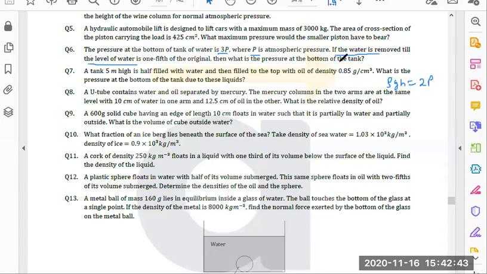Okay. Now, if water is removed till the level is 1/5, means now h dash is equal to h by 5. Can you find the pressure? Tell me. I hope this is easy. I hope all of you can find it. Right? Just divide by 5. You'll get the answer. Simple. Right, everyone?